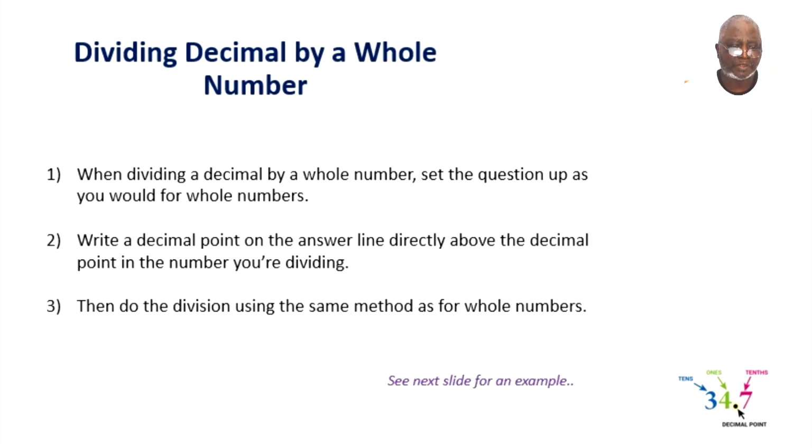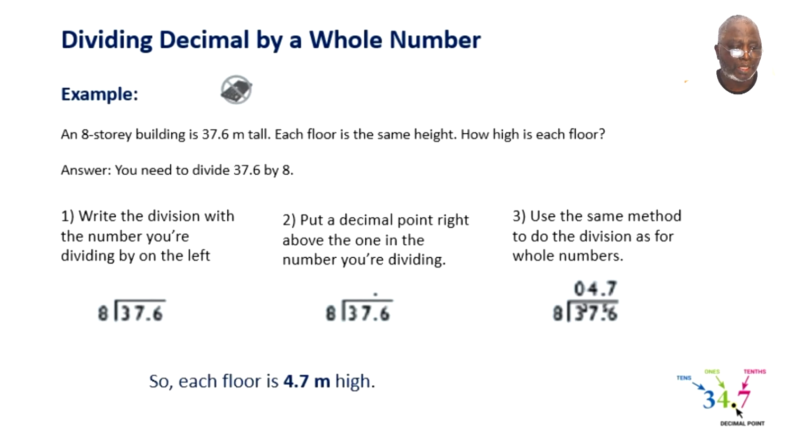Dividing decimals by a whole number. When dividing a decimal by a whole number, set the question up as you would for whole numbers. Write a decimal point on the answer line directly above the decimal point in the number you're dividing. Then do the division using the same method as for the whole number. What do they mean? Let's find out. Examples.